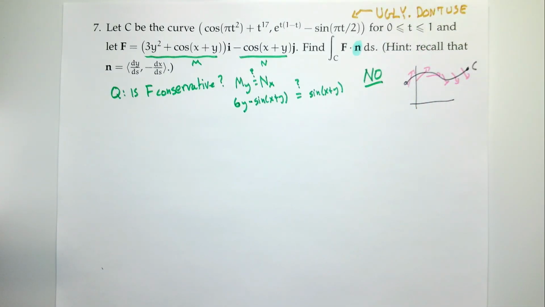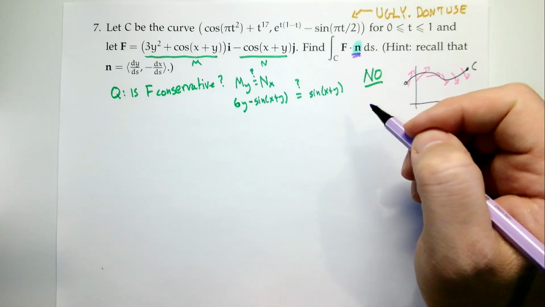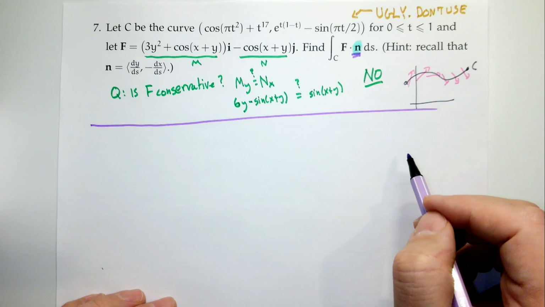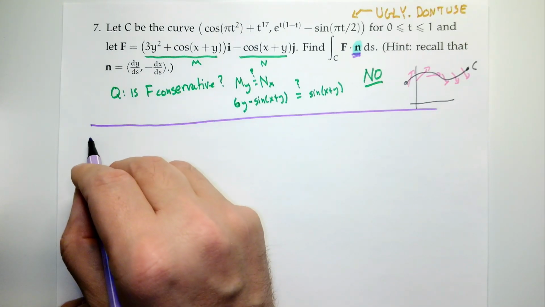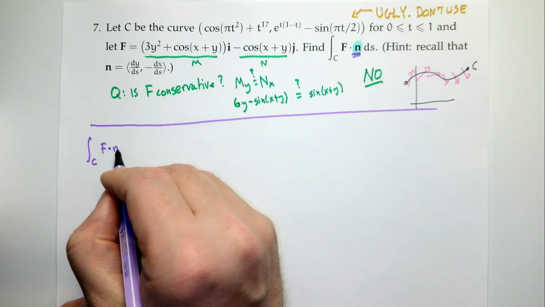But now you're thinking, but wait, we said it was ugly. And if it's not conservative, we have to embrace the ugliness, right? Okay, now here's the subtlety. It is 100% true that this function f is not conservative. But remember, it's f dot n, not f dot t. So f is the wrong thing to check for conservative or not. Let's work the integral a little bit.